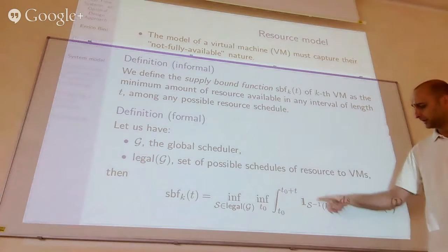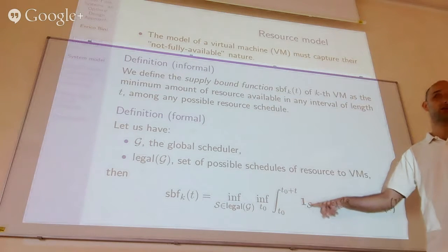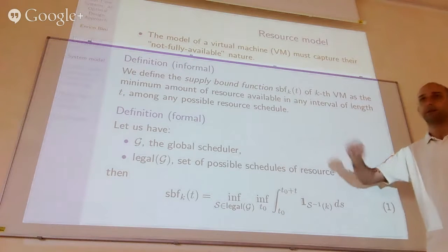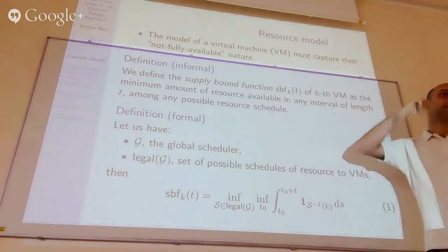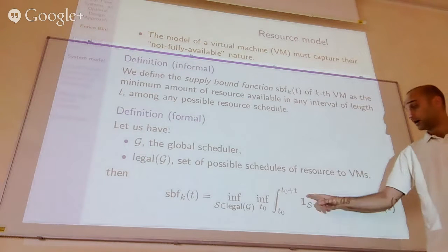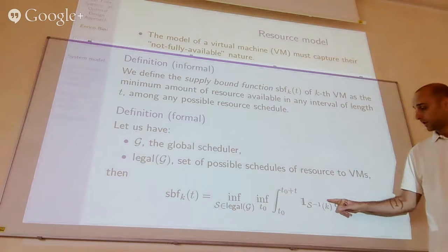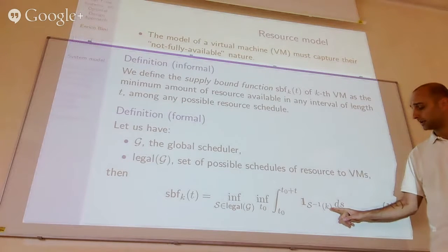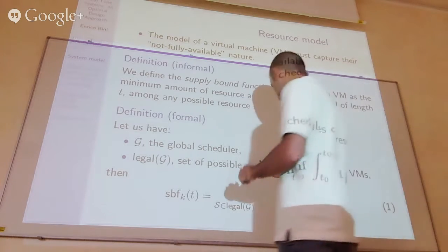I'm integrating the indicator function. The indicator function of a set basically means the function is 1 when we are in the set, and 0 when we are not in the set. Indicator function of what set? Of the schedule of the k-th virtual machine. Okay, let me make an example.